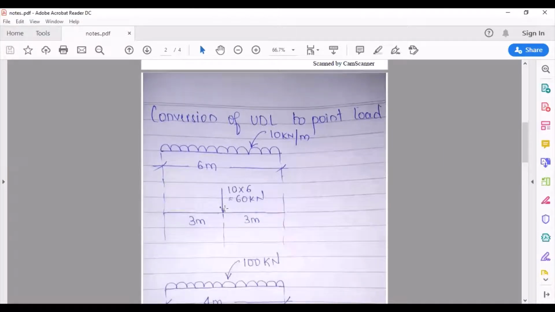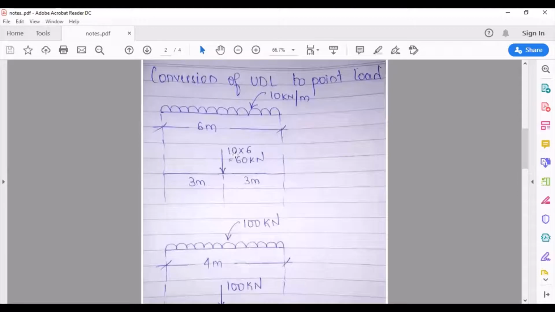We have discussed in the previous page that it is the area of the rectangle. That is simple, 10 into 6. So when you multiply 10 into 6, you will get a magnitude of point load as 60 kilonewton. Where will it act? It will act exactly at the center. Since it is 6 meters, it will act at the center, in the sense 3 meters on either side.